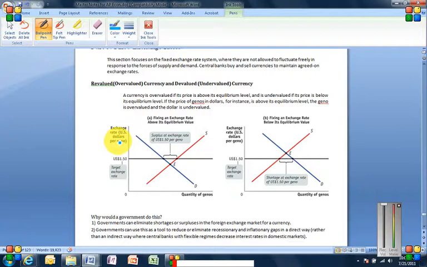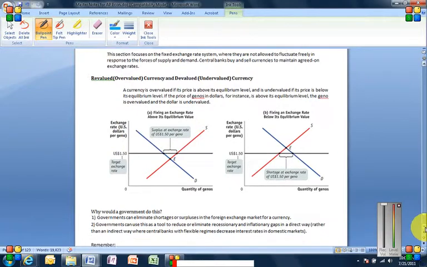Once again, if you feel more comfortable with the way that I taught you to label these, then instead of having this on the left-hand side, you would say just the price of genos in dollars. That's perfectly acceptable, not just for this class, but the AP exam.